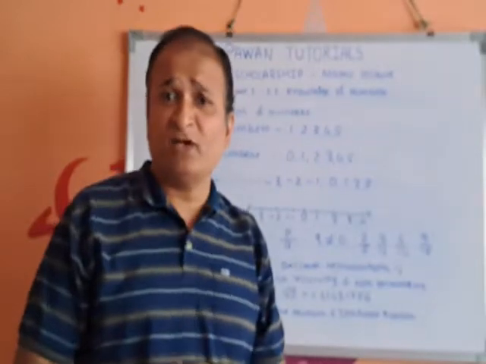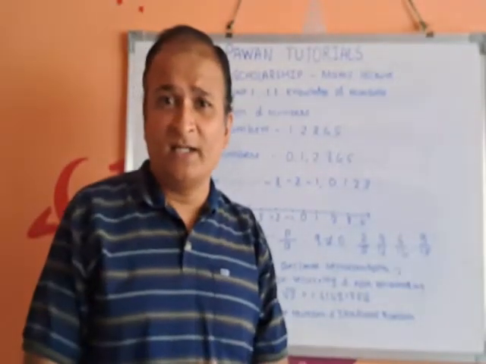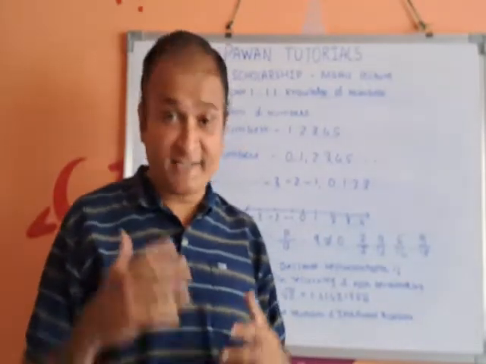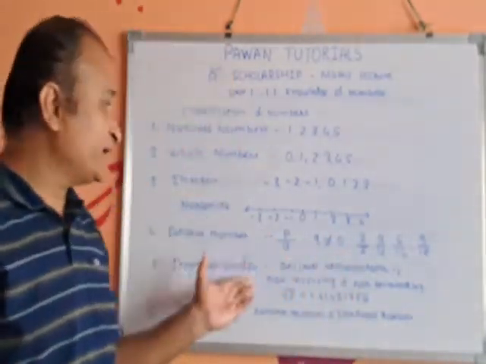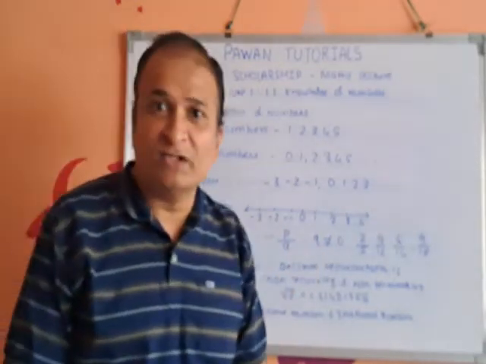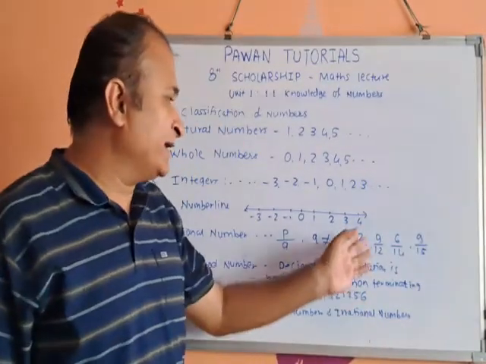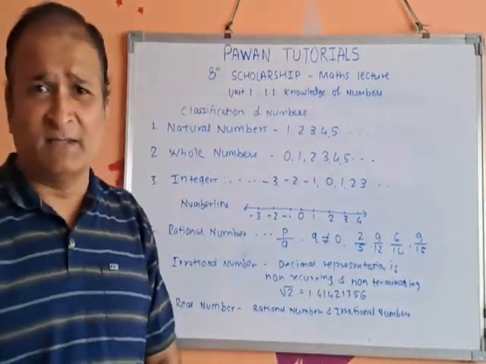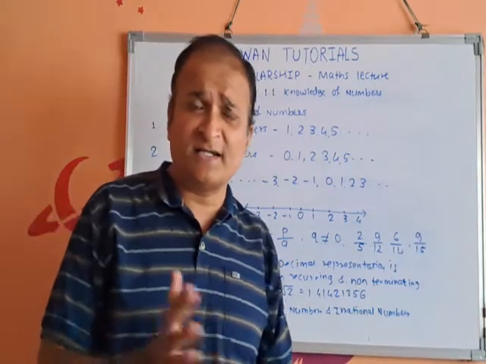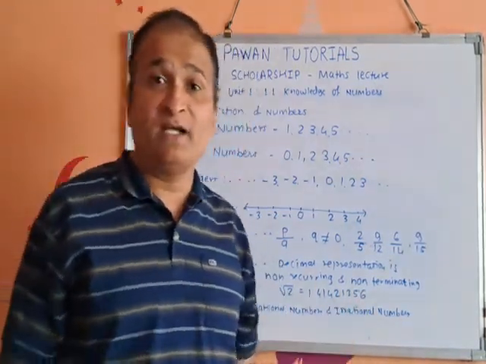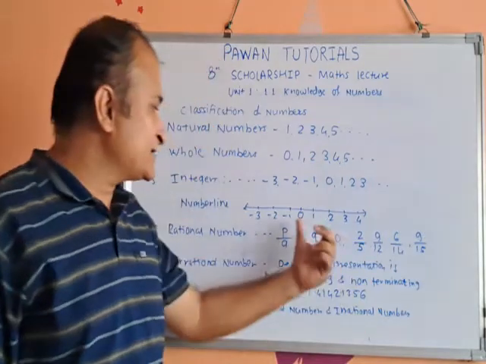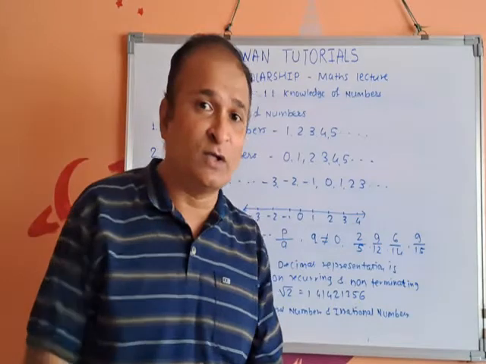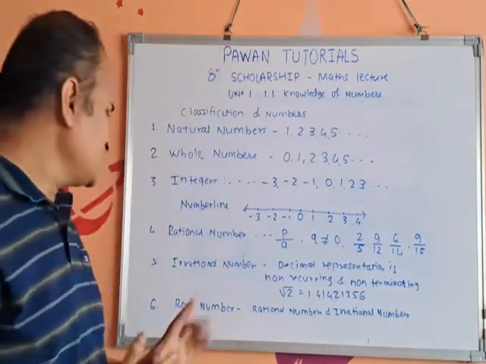Now rational number means what? Let's try to understand the meaning of rational number. A rational number is any fraction which we can write in numerator and denominator form, that is p upon q form, wherein the value of q should not be equal to 0. For example, 2 upon 5, 9 upon 12, 6 upon 14, 9 upon 15. These are all examples of rational numbers. So rational numbers are the fractions which we can write in p upon q form, wherein the denominator q should not be equal to 0.